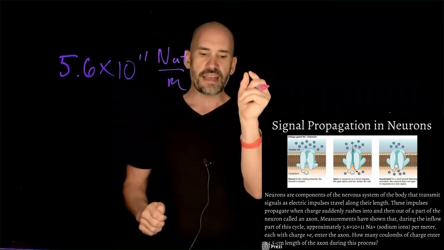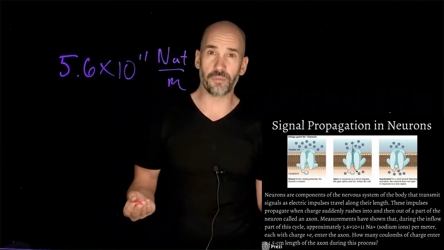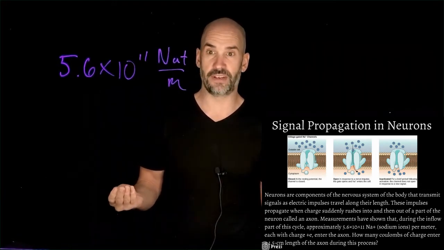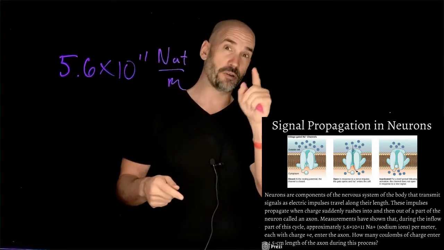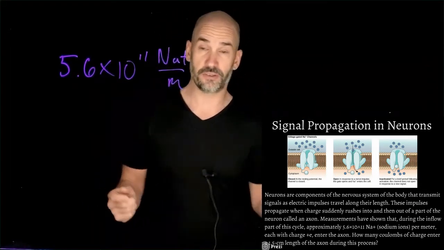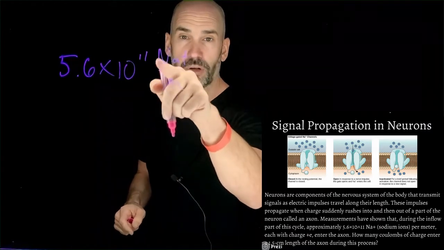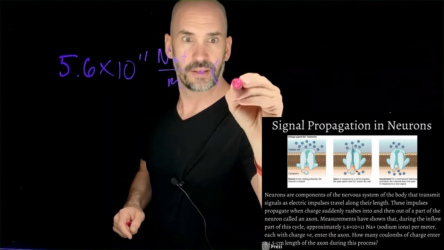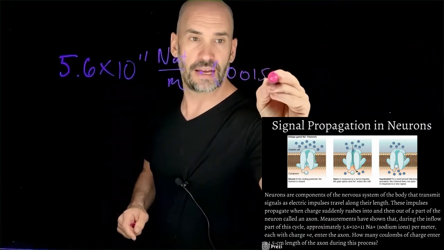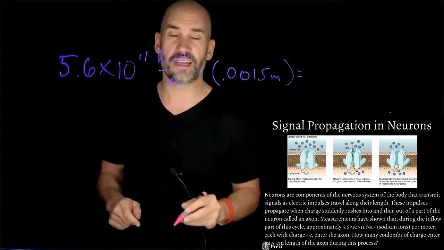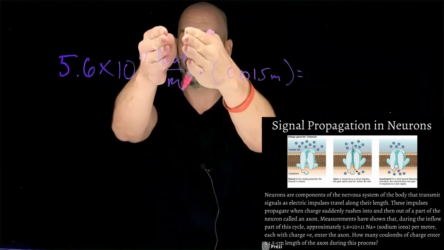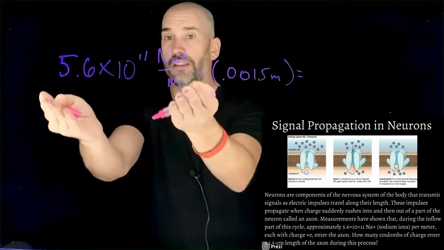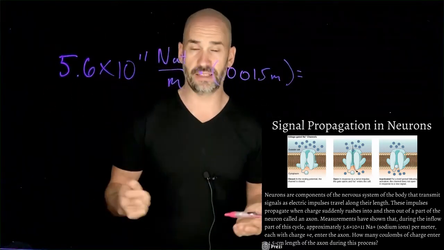But these axons are relatively small. We're not talking about a full meter here. We are talking about, let's say, a 1.5 centimeter length of an axon, right? Which is 0.0015 meters. So to find out how many actual sodium ions, I need to multiply that by 0.0015 meters, right? Because if this is the amount of sodium atoms per meter, and that's only the amount of meters that I have, we're not going to get the full 5.6 times 10 to the 11.